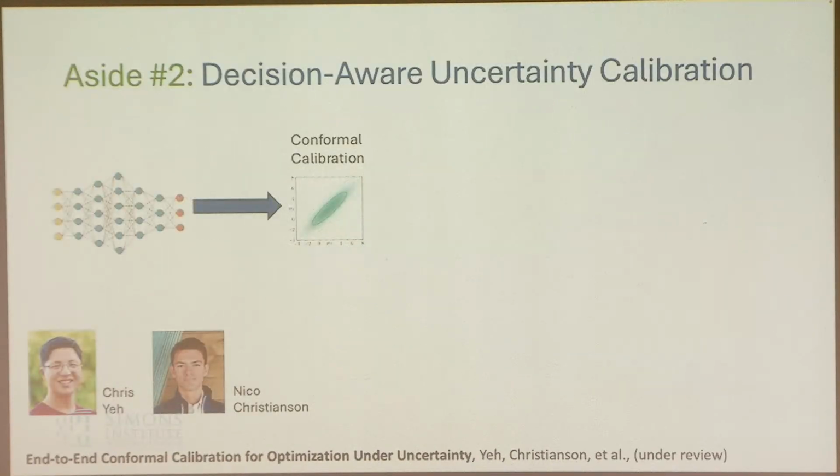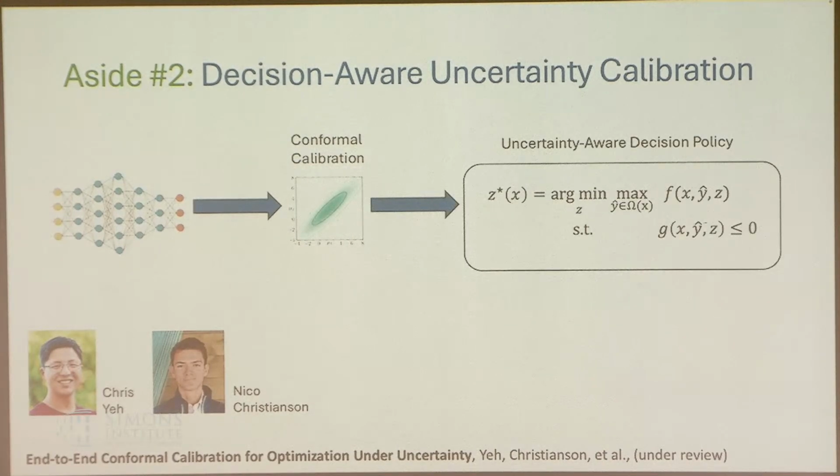Aside number 2 is decision-aware uncertainty calibration. If you look at high-dimensional UQ problems, you're trying to do uncertainty quantification in this really high dimensional space, which can be quite hard. And one question you might ask is, do I really need to focus all that learning capacity on parts of the UQ space that are irrelevant for my downstream decisions? So here we're going to study this question, at least initially, in the context of conformal prediction, which I'm not going to go into in detail. It's just another way of doing uncertainty quantification.